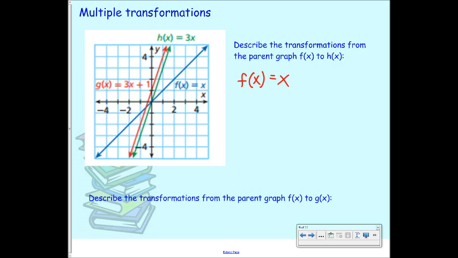And then the second step, to g of x, something else happened. How did we go from h of x to g of x? Just describe to me what happened in the equation. It went plus 1, which means what happens to the picture of the graph? It translates which way? Up 1. So it translated up 1.